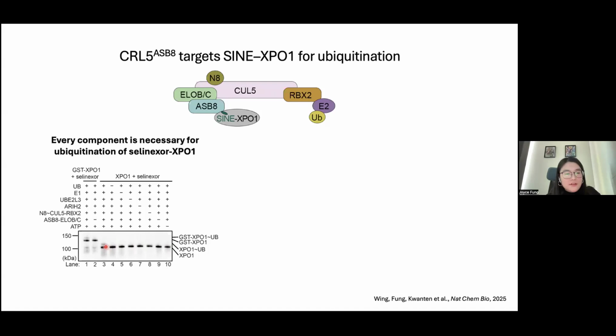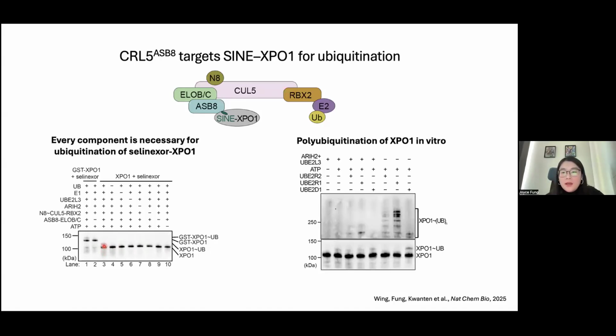And this shift is smaller than what a GST fusion would be, so it's likely just a single copy of ubiquitin. And I also tested in the test tube that we could actually get this to be polyubiquitinated. And so when we include E2s that are commonly used for polyubiquitination, with or without the RH2 priming ubiquitin, we are able to see some polyubiquitinated Expo1 in the test tube. So all this is to say that we have a nicely purified complex that is functional in the test tube.